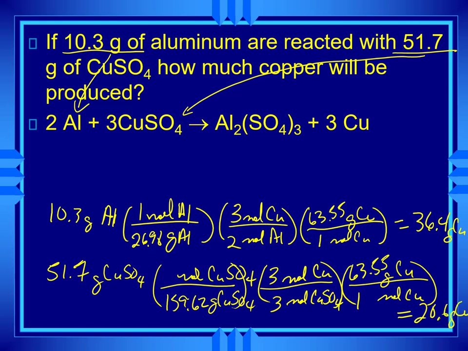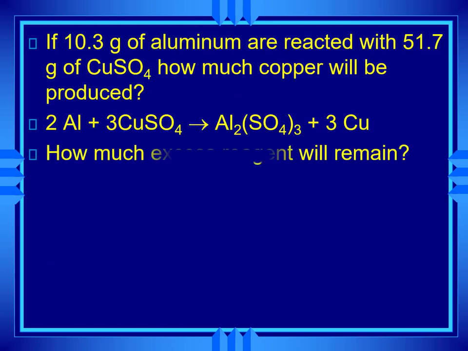20.6 grams of copper. So if I run out of aluminum, I'll make 36.4. If I run out of copper 2 sulfate, I'll make 20.6. 20.6 is smaller, so I'm going to get the 20.6 grams. Turn both reactants into products, whichever one's smaller, that's how much you're going to get. So in this case, the limiting reagent is the copper 2 sulfate.